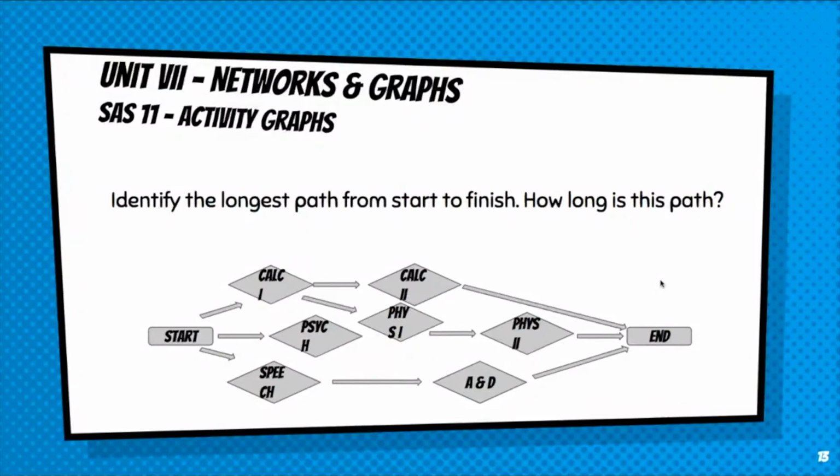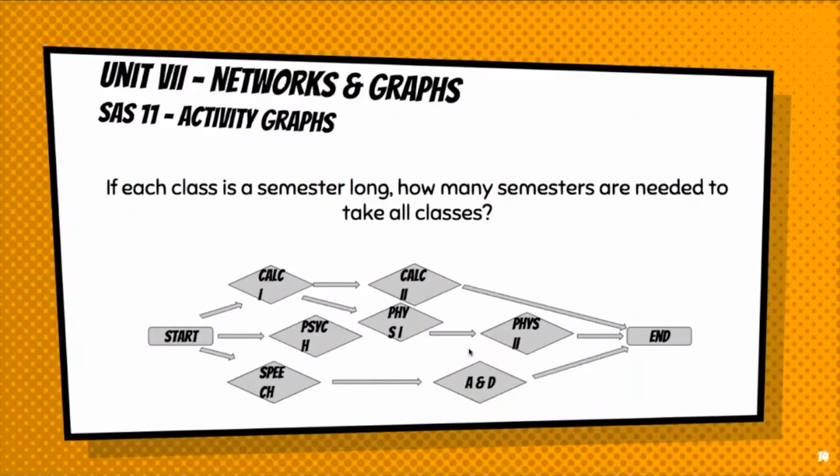All right, identify the longest path. Longest path, Cal 1, Physics 1, Physics 2. It takes 3 courses. All the rest take 2 or less. If each class is a semester long, how many semesters are needed to take all classes?